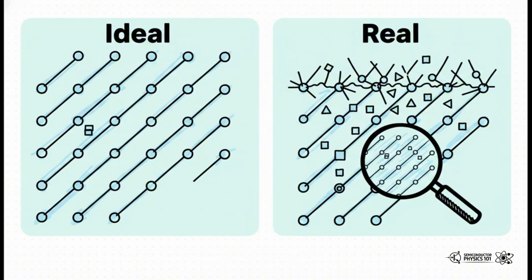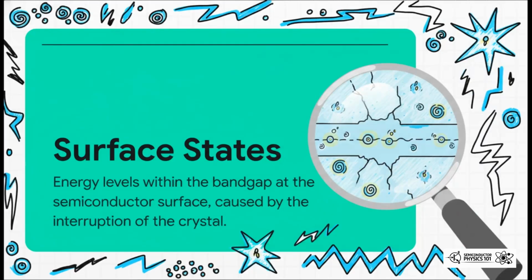You've got dangling atomic bonds, impurities, all kinds of defects. And all these imperfections create these tiny little electronic traps right at the surface called, well, surface states. Think of them as rogue energy levels that shouldn't be there, sitting right in the forbidden energy gap. And they just love to snatch up and trap any passing electrons.